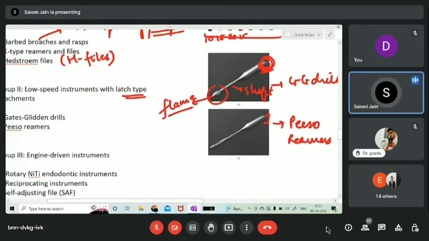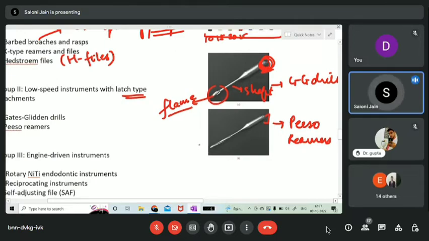Now, the basic function of a GG drill is to remove the lingual shoulder during the access cavity preparation in the anterior teeth. These are the designated or standardized functions which we use. Other than this, we can use it, but the defined function for a GG drill is to remove the lingual shoulder during the access cavity preparation in the anterior teeth and to enlarge the root canal orifice.